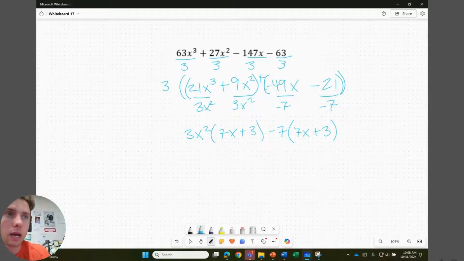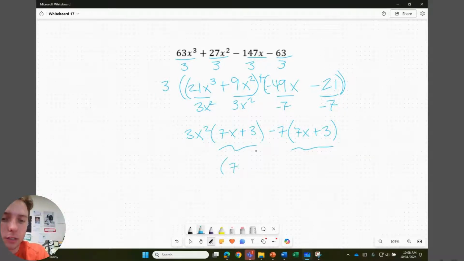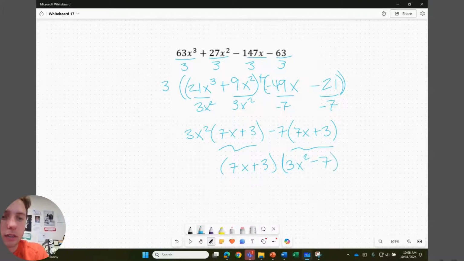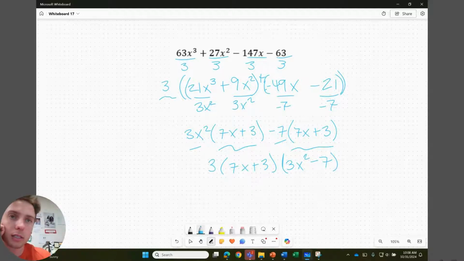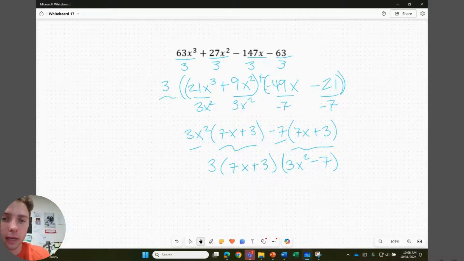Our parentheses match. Now you can factor out the 7x plus 3 one more time to where it is now multiplying with the 3x squared minus 7, the two things that were in front. This is our factored form, but we're just missing one thing. We divided a 3 out originally. That 3 still needs to be shown. Now we have our answer for factoring that one.